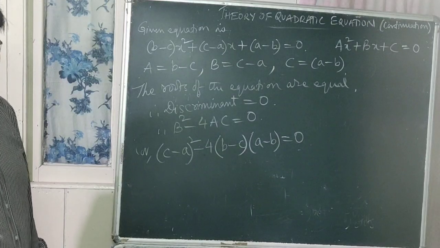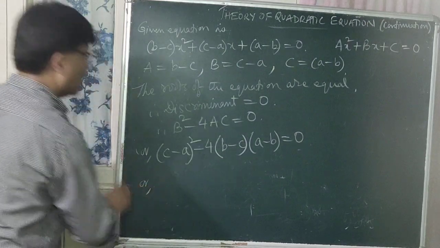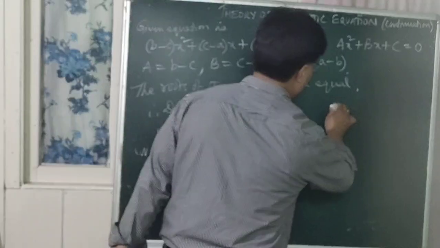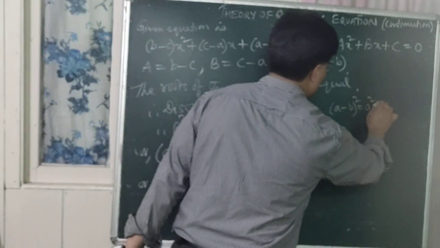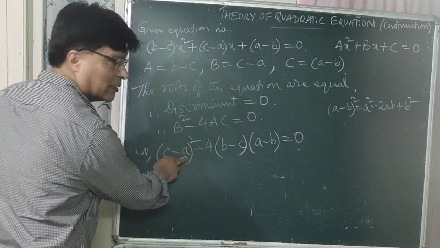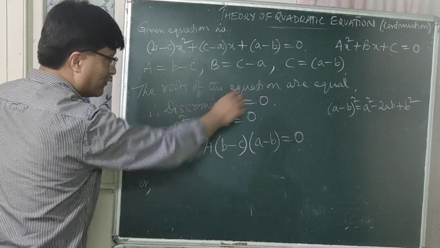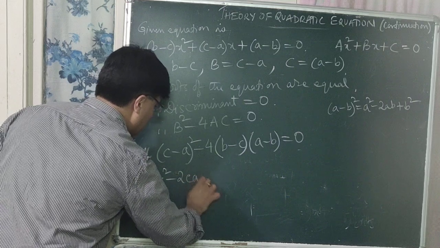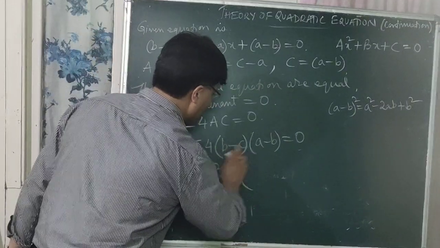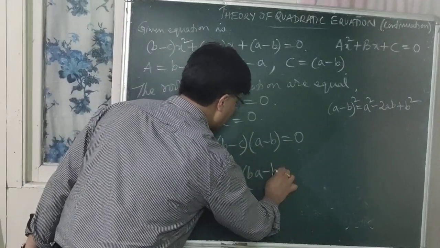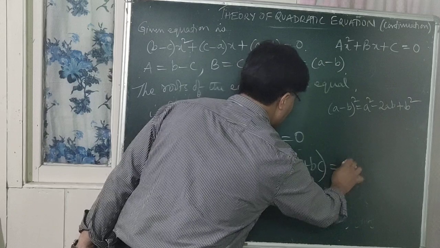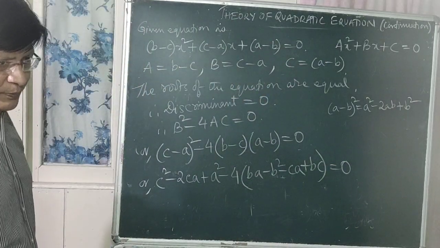Now let us simplify it. What is c minus a whole square? This is the a minus b whole square formula, that is a square minus 2ab plus b square. Here in place of a we have c, and in place of b we have a. Using that formula, we get c square minus 2ca plus a square minus 4. As it is, let us multiply these two: b into a is ba, minus b square, minus ca, plus bc, bracket closed, which is equal to 0. Is that clear?